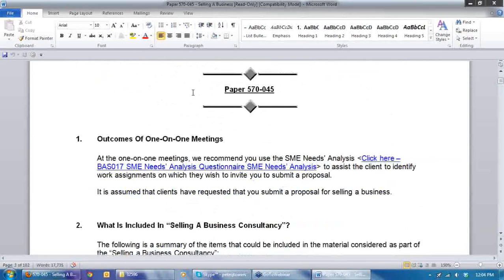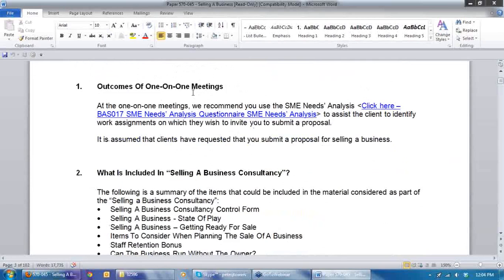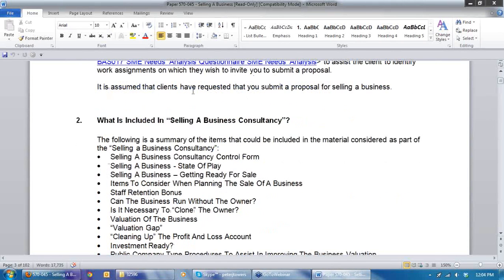So to just give you an idea of what the paper itself looks like, we start off with outcomes of a one-on-one meeting, and that's where each of the ESS BIZTOOLS Business Advisory Services product modules commences, because we're assuming that you've had a meeting with your clients, at which meeting you utilize the SME needs analysis to try to draw out the client into a conversation as to what is worrying them. So from that one-on-one meeting, we're assuming your client has identified that they'd like to look at selling their business.